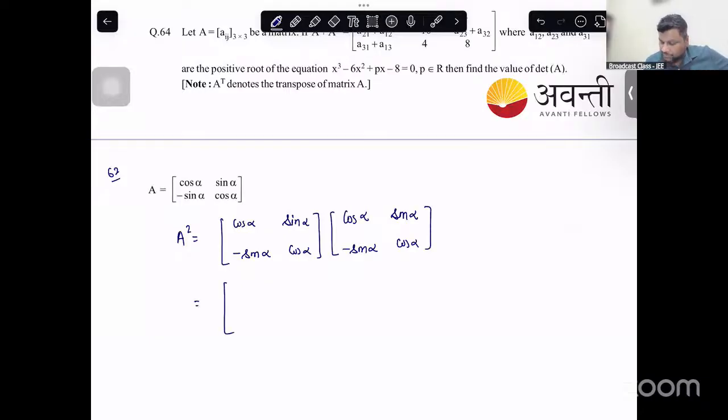First row, first column, cos square alpha minus sin square alpha. That is cos 2 alpha. First row, second column, sin alpha cos alpha plus sin alpha cos alpha, sin 2 alpha.